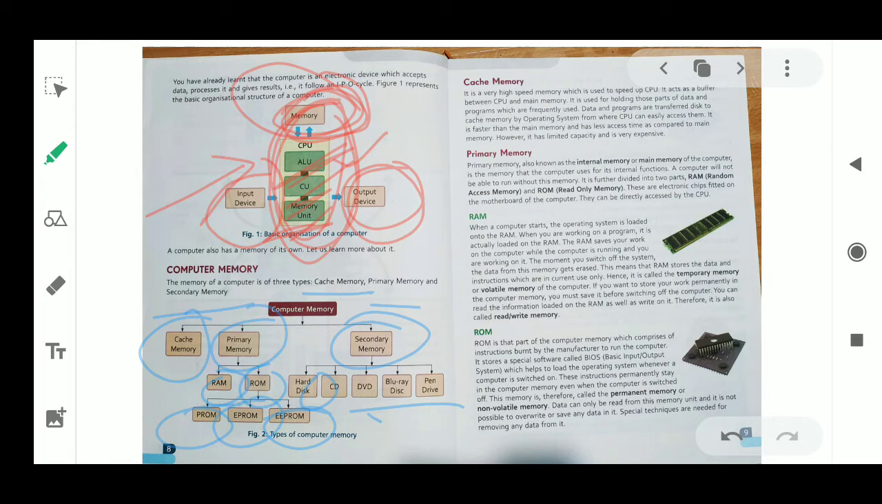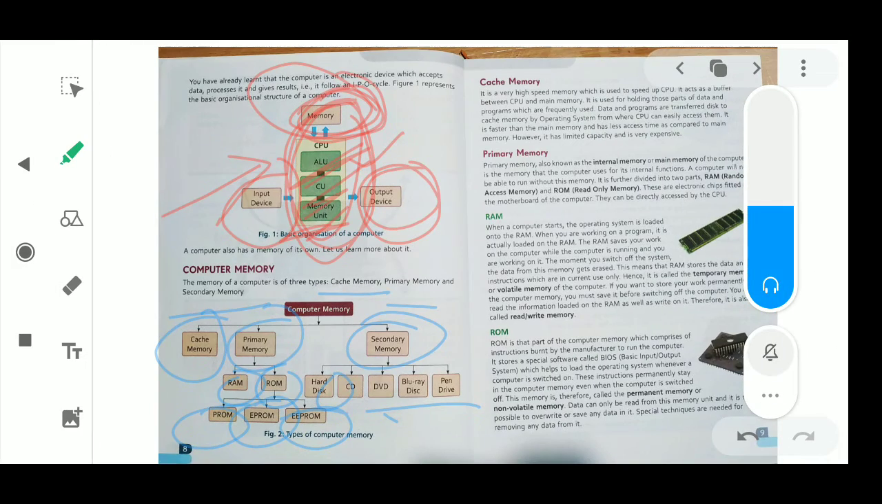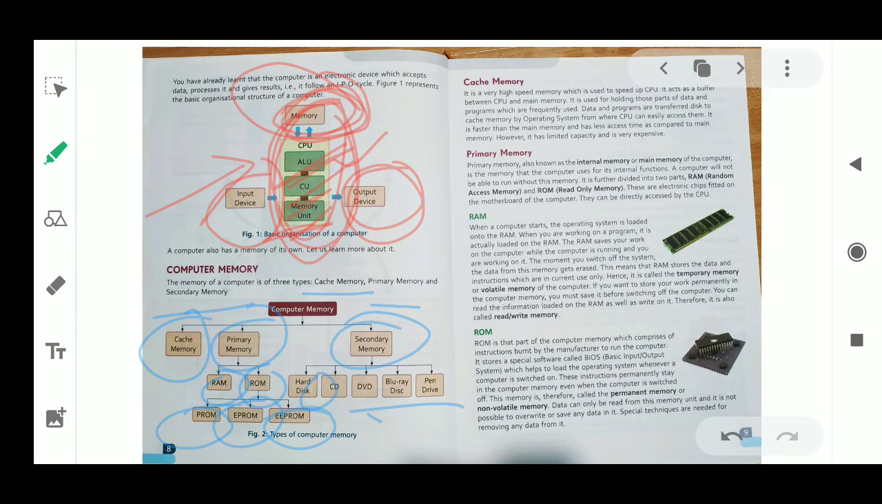Cache memory is a very high speed memory which is used to speed up the CPU. So what is the use? With the help of this cache memory, it boosts up the speed of your CPU. It acts as a buffer between the CPU and main memory.